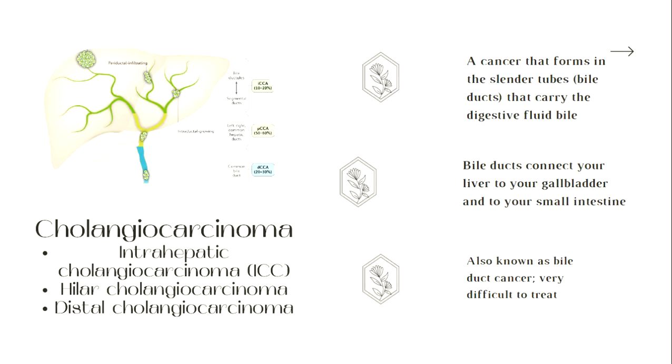The second major histological type is the cholangiocarcinoma, and the subtypes include intrahepatic cholangiocarcinoma or the ICC, the hilar cholangiocarcinoma, and the distal cholangiocarcinoma. It is a cancer that occurs in the slender tubes, or the bile ducts, that carry the digestive fluid bile. The bile ducts connect your liver to your gallbladder and to your small intestine.